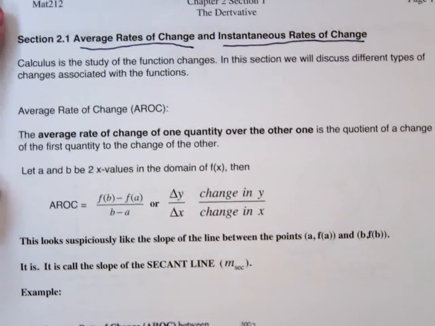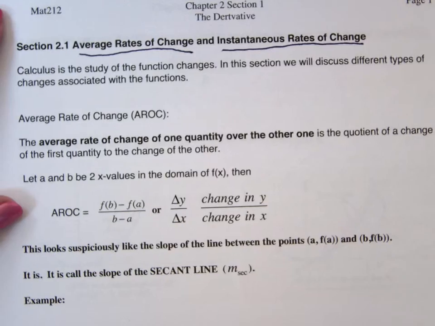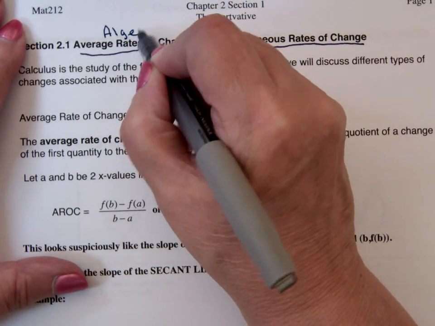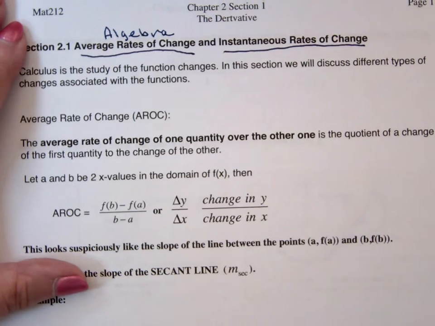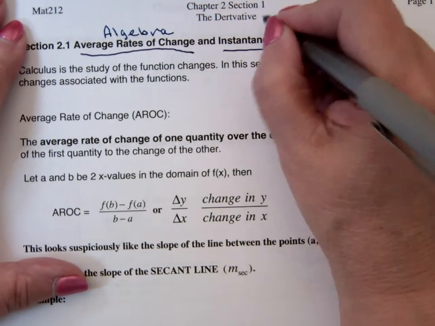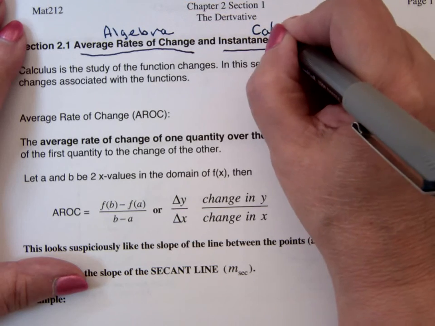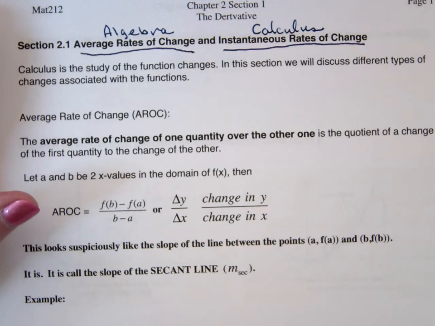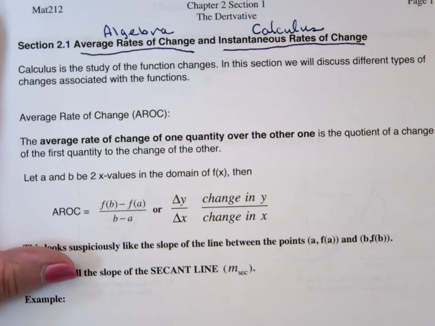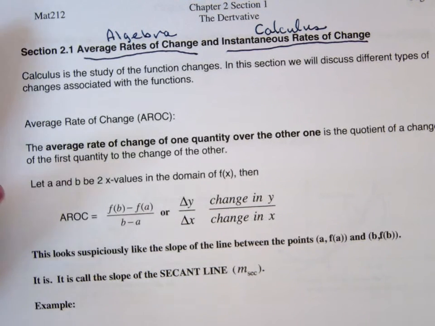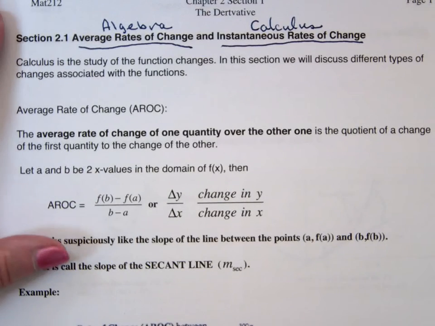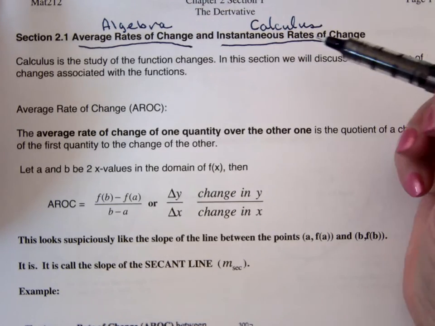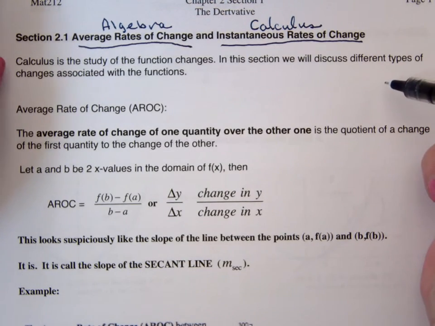Average rate of change and instantaneous rate of change. Average rate of change, this is algebra. Instantaneous rate of change is calculus. Calculus is the study of function changes. How does a function change? We'll discuss two different types of changes.